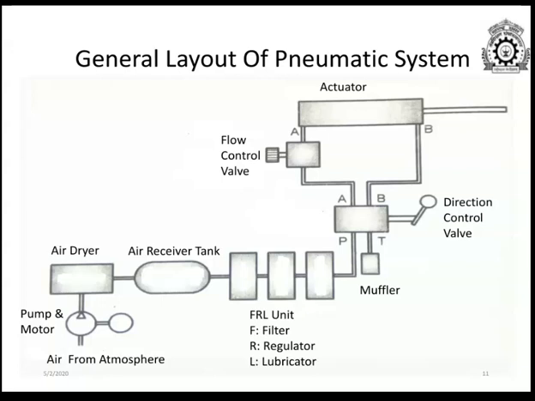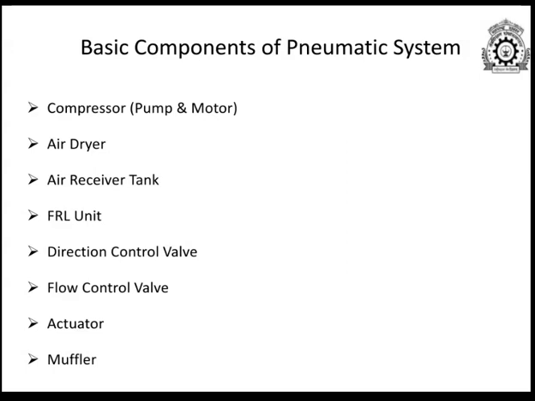So this is the general layout of a pneumatic system. Only from direction control to the actuator, it is the same as the hydraulic system. Only in the pneumatic system we are using air from the atmosphere, then air dryer, air receiver tank, and FRL. That means a different part than the hydraulic system. So these are the basic components: the compressor, in which pump and motor are used to convert atmospheric air into compressed air. Then air dryer, air receiver tank, FRL unit, where F means filter, R means regulator, L means lubricator, then direction control, flow control, actuator, and muffler.